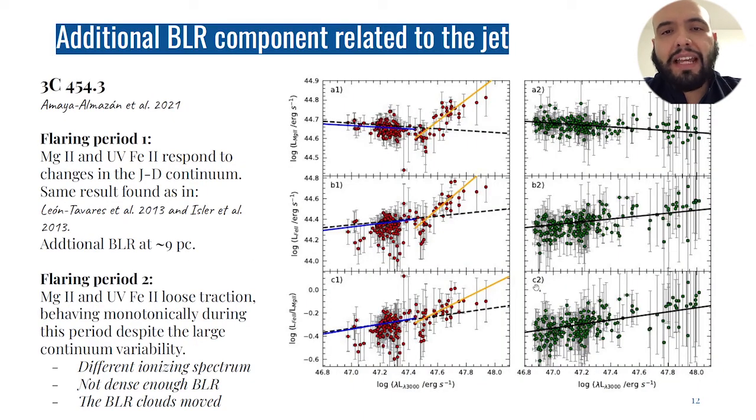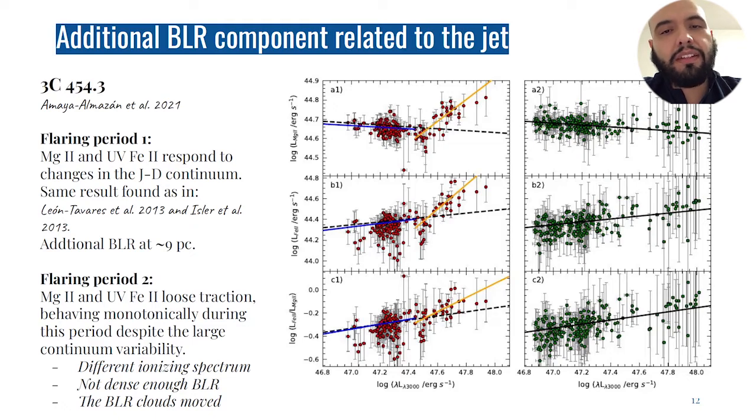For 3C 454.3, the behavior of these lines was more complicated. We separated the luminosity relations between the emission lines and the continuum into two different periods. During the first flaring period, the lines responded strongly to the increase of the jet-driven continuum. This would locate the additional broadline region, due to the time delay of 0, at 9 parsecs from the black hole. During flaring period 2, the response was weaker.